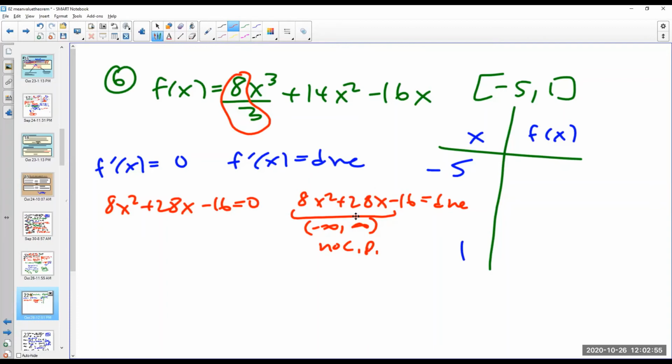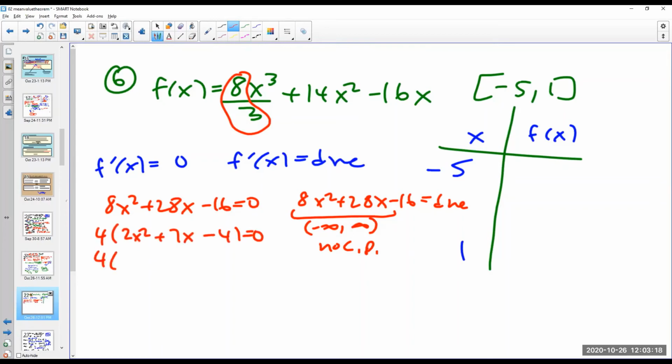Undefined only when you have a denominator, and no denominators are in polynomials. Well, no denominators with the x's in it. All right, over here, I'm going to have to factor to figure out what x is. So I'm going to pull out a 4. I think the 8 won't work. So if I pull out a 4, I'll get 2x squared plus 7x minus 4 is equal to 0.